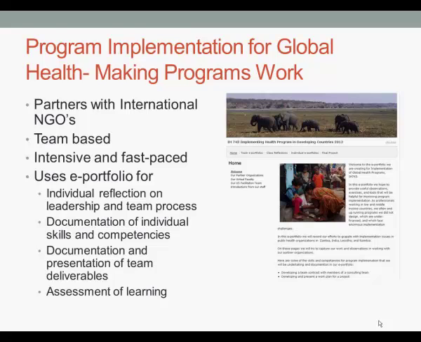Students have to communicate with their client organization and have to respond to the scope of work with an analysis and recommendations for the organization. We use e-portfolios extensively in this course. We use them for documenting individual reflections on leadership throughout the course and the team process. We use them for documentation of individual skills and competencies.